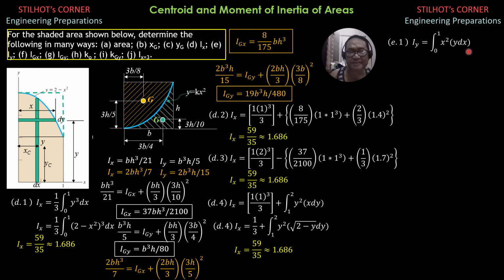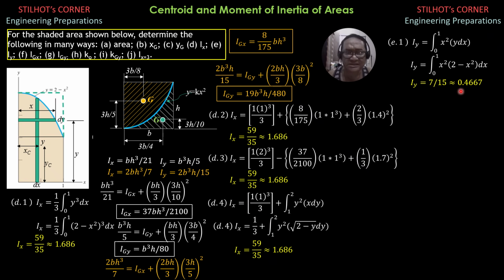So x is the variable of integration, that's why the limit is 0 to 1. And y is 2 minus x squared. So integral x squared, 0 to 1, 2 minus x squared dx. So using your calculator, IY is equal to 7/15 or 0.4667. So that is IY, first method.